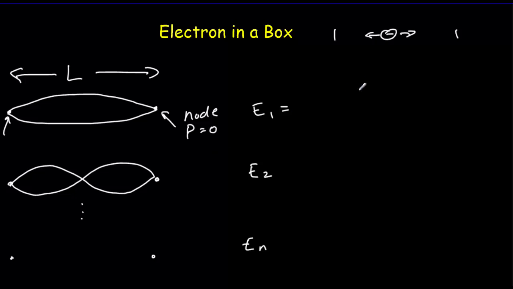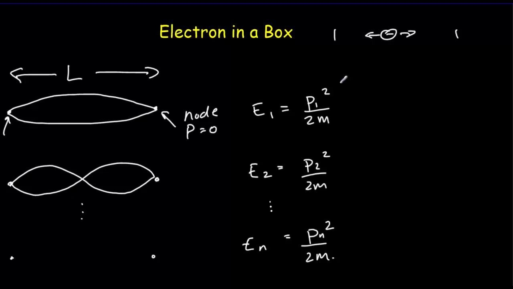So our first energy level would have a corresponding momentum, p1. We'd square that and divide it by twice the mass of an electron. And our second energy level would have a second momentum higher than the first momentum. You'd square that, divide by 2m. And in general, at the nth energy level, we'd get pn squared divided by 2m.